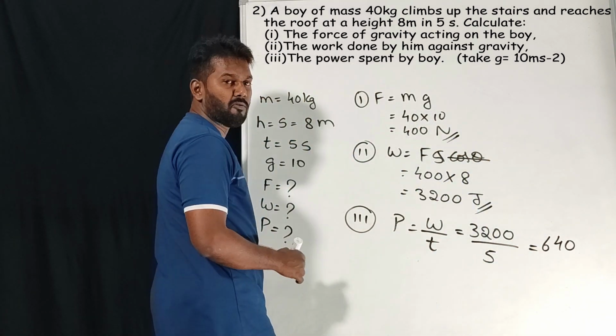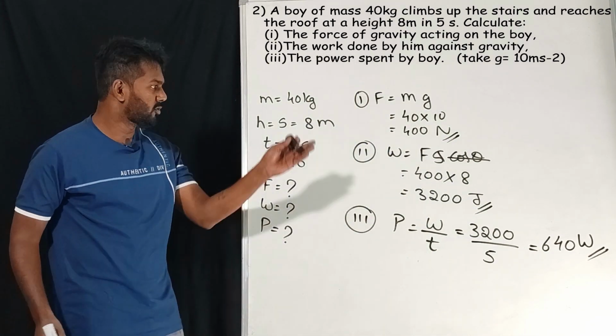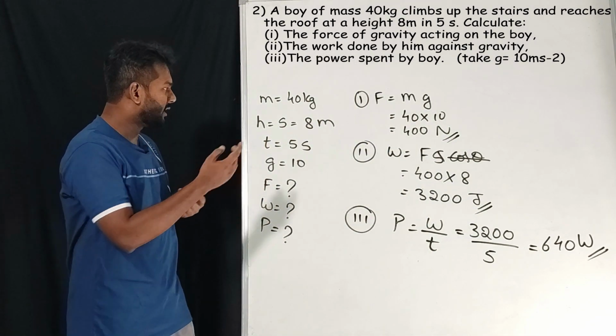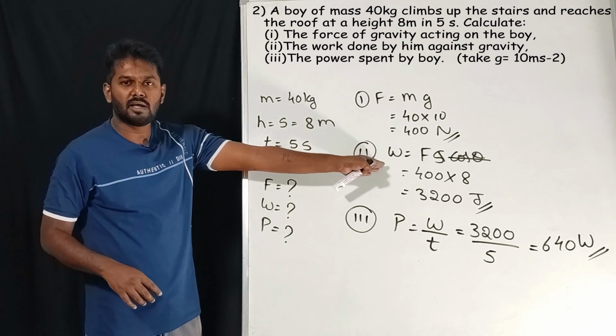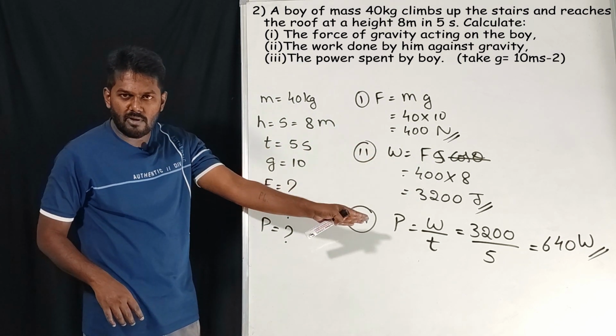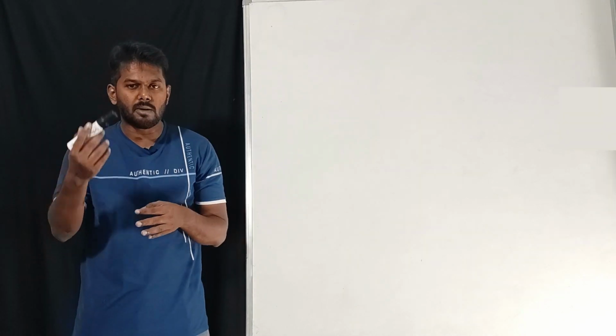What is the SI unit of power? Watt. That's it. See, if you know the formula and if you can convert the given values into their SI units, then applying the formula, substituting the values, getting the answer with proper SI unit, that's it. Question number 3.